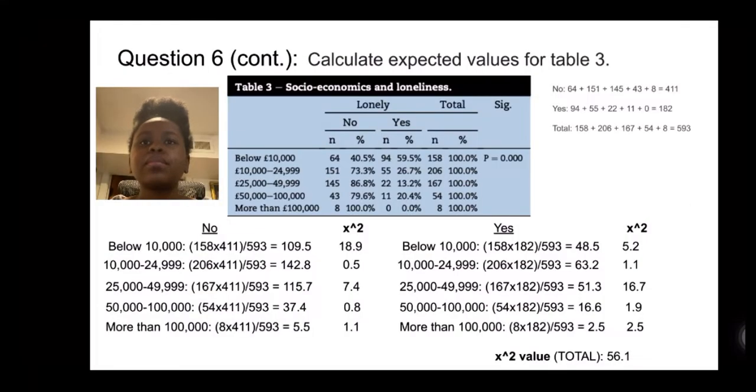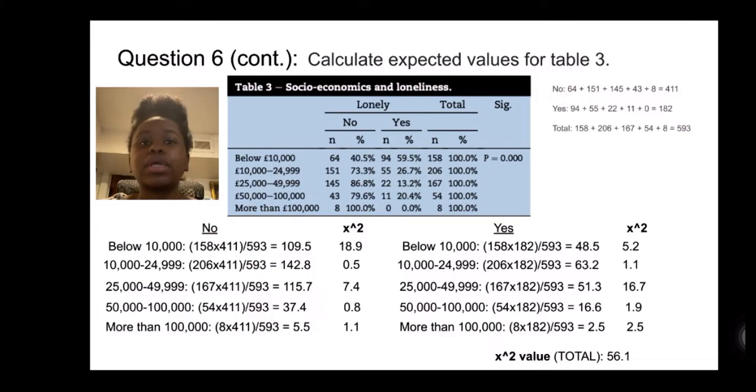Now, for table 3, we went ahead to calculate the values for the no, the yes, and the total. The no's gave us 411. That is 64 plus 151 plus 145 plus 43 plus 8. That's 411. Yes gave us 94 plus 55 plus 22 plus 11 plus 0, which is 182, and the calculated total of 158 plus 206 plus 167 plus 54 plus 8 gave us 593.